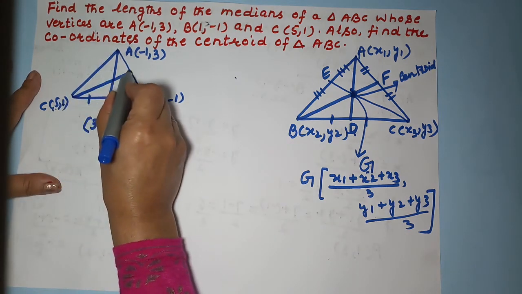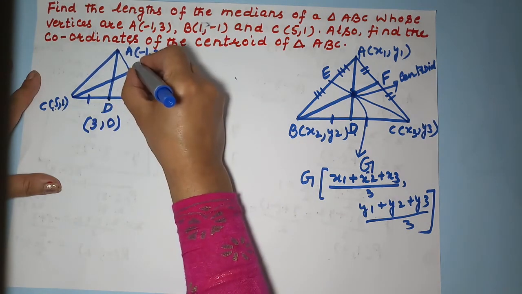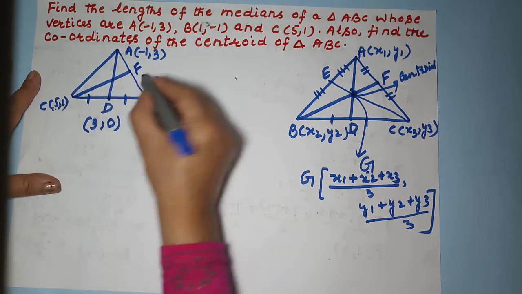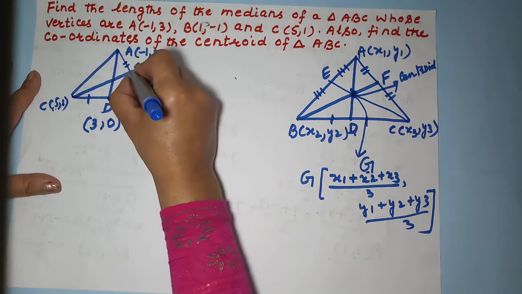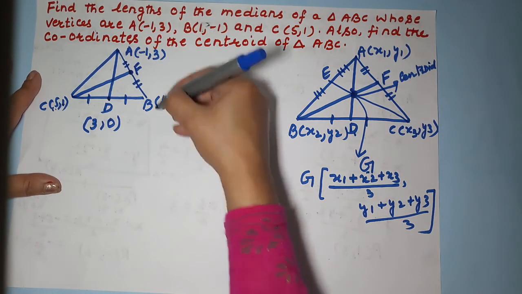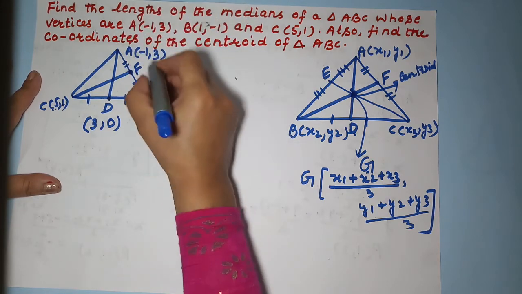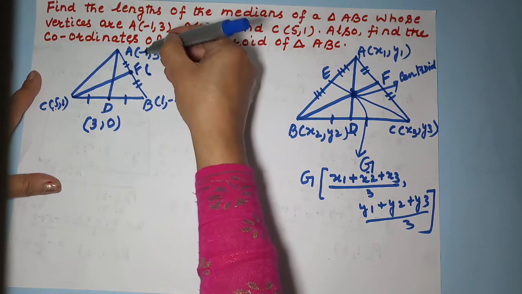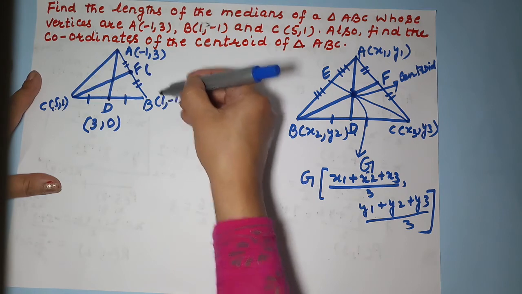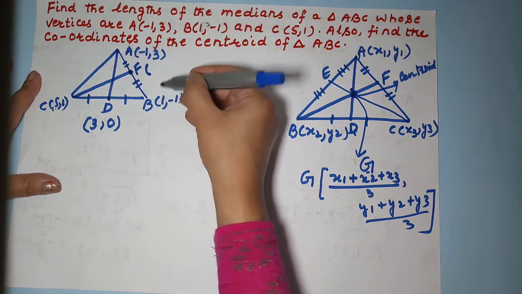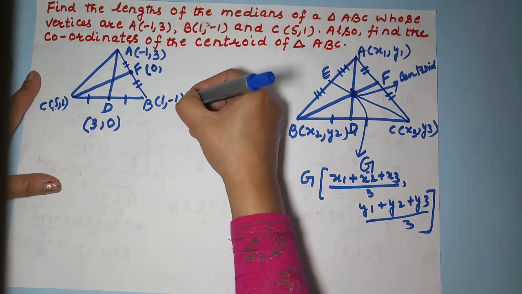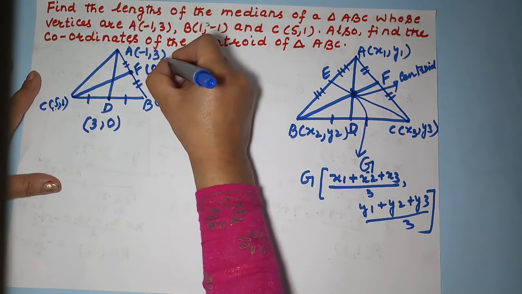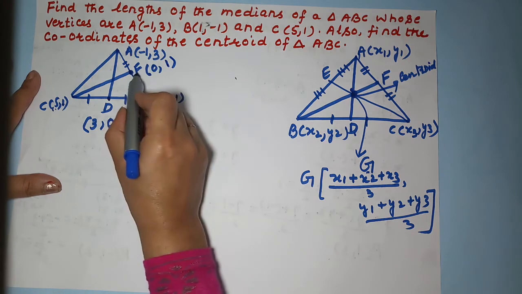Similarly, if I want to drop a median from C to AB, it will divide this into two equal parts. Then F becomes the midpoint of AB. Now I can calculate the coordinates of F. How? (x1 plus x2) by 2. So x1 plus x2, 3 minus 1 is 2, 2 divided by 2 is 1. So I got the coordinates of F also, right?